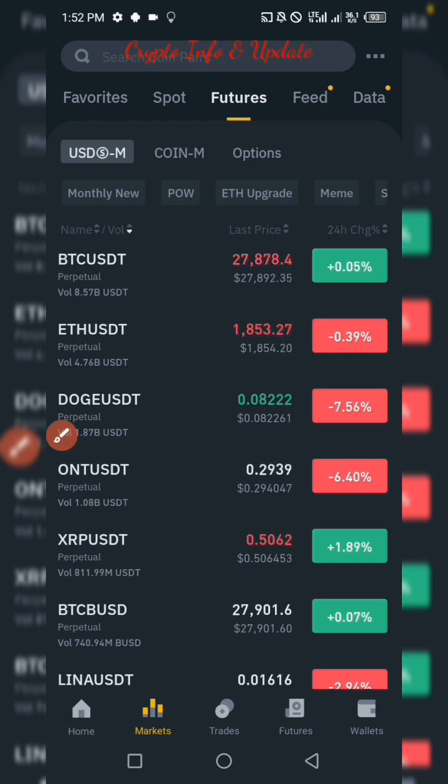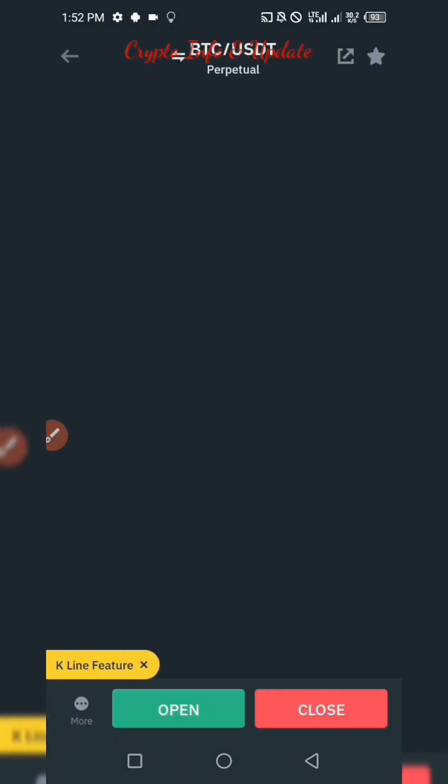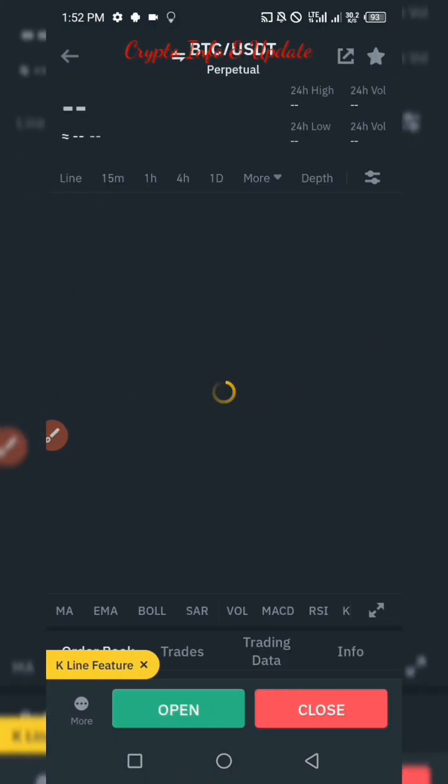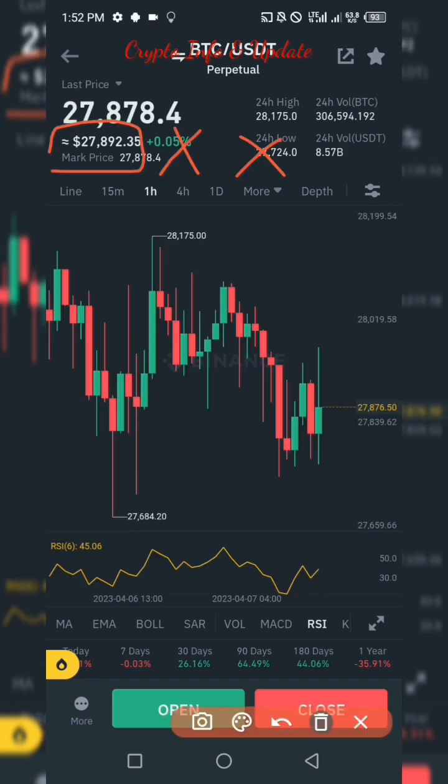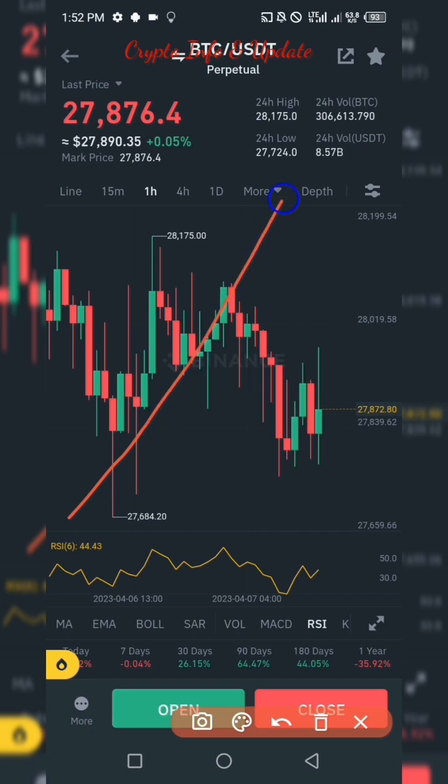Let's say one of my pairs is BTC. I'll click on BTC USDT, and next I will click on this star icon. See this star icon at the top right-hand side? I will click on it. When you click on it, it means you've added it to your favorite. So let me do that.